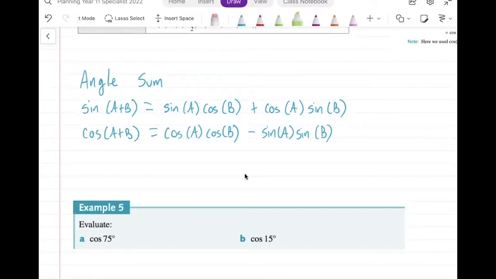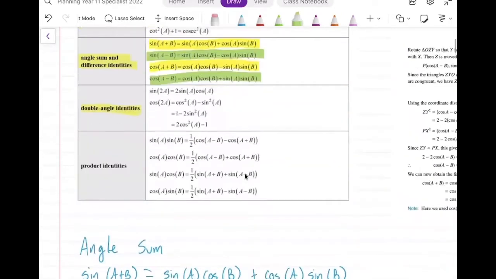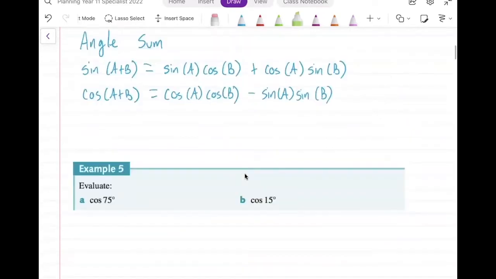You shouldn't really have any difficulty with these though, because like I said, they are on the formula sheet anyway. So you're welcome to just turn to the formula sheet and read straight from there. So let's start with these two first. Let's look at how we can use these to solve for questions.